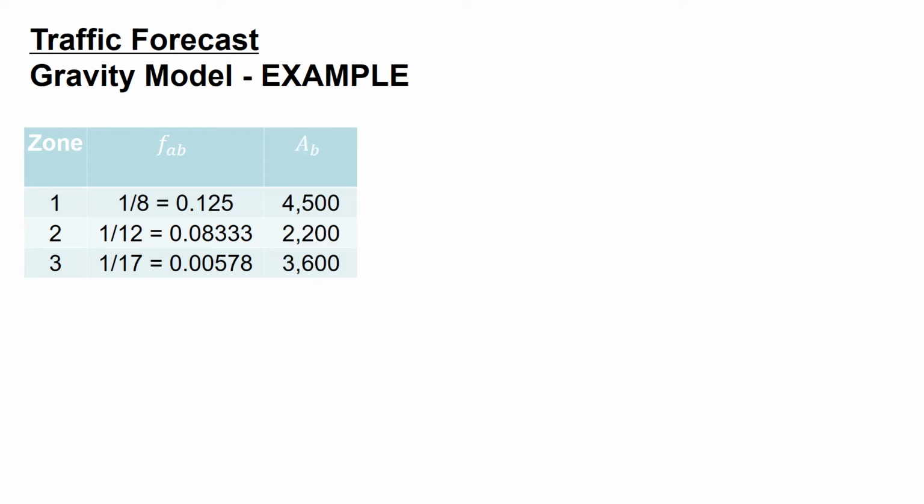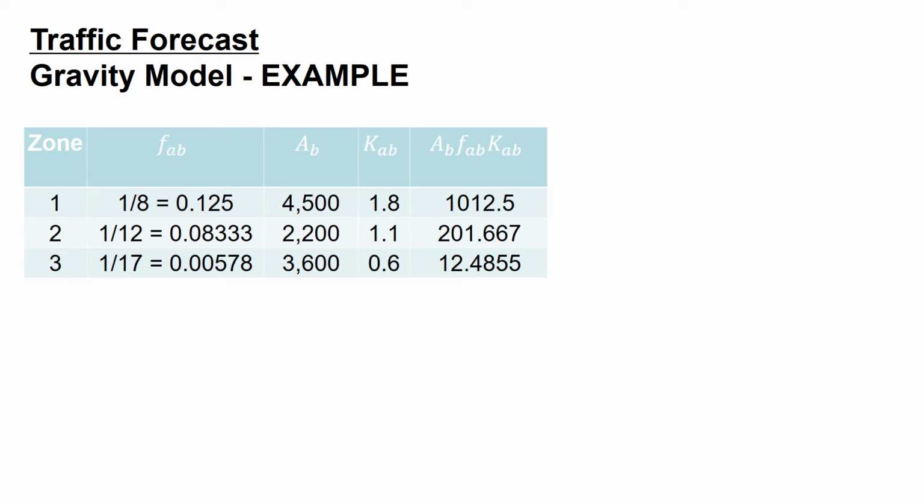Next, we have the total number of trips. That comes straight from the table that we were given. So these are the trips that are attracted from TAZ-B. Next, we have our socioeconomic parameter that's going to ensure that the results balance. And so now we have the 3 factors we need. We're going to just multiply these in our next column. So it's just each of those preceding 3 columns, so 0.125 times 4,500 times 1.8 gives us a total of 1,012.5, and we're going to carry that through the rest of those rows.